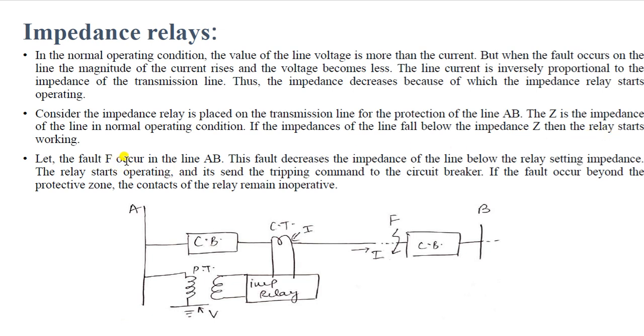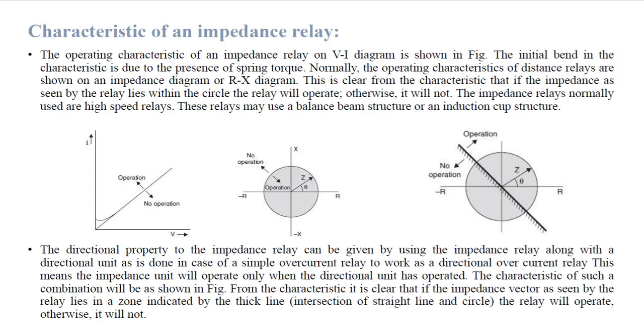Let the fault occur in the line AB. This fault decreases the impedance of the line. Below the relay setting impedance, the relay starts operating and sends the tripping command to the circuit breaker. If the fault occurs beyond the protective zone, the contacts of the relay remain inoperative.